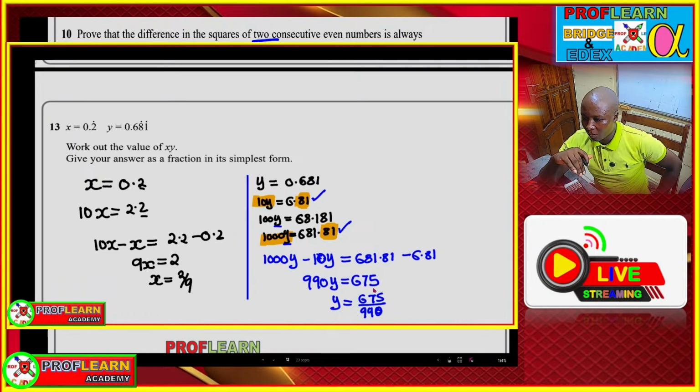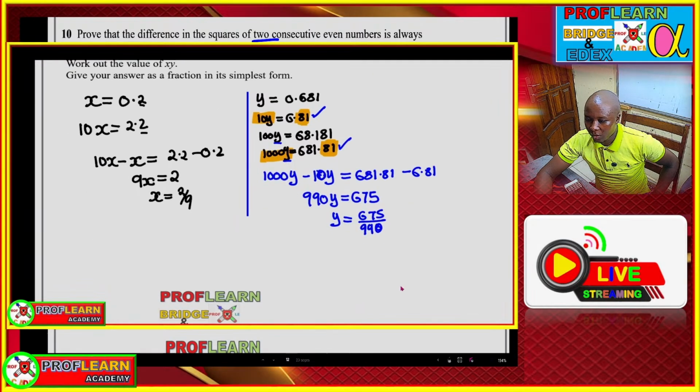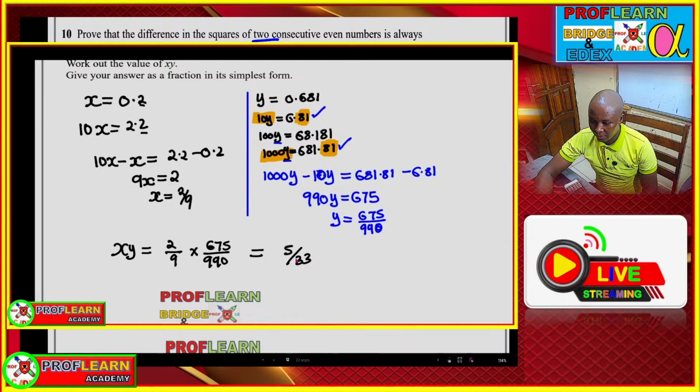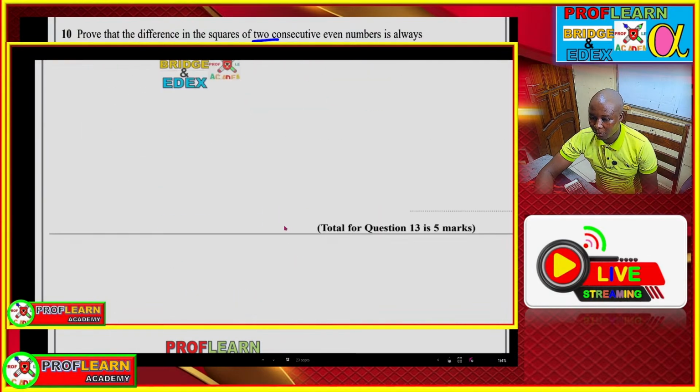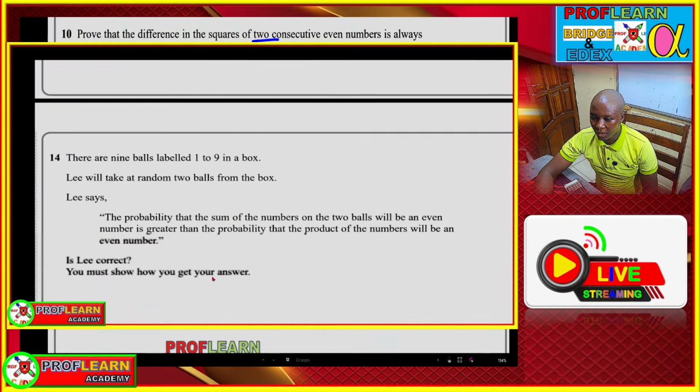So now with this, what are we going to do with it? Because we were told to find xy, we're going to multiply the two fractions, and if you multiply that and simplify, your answer is going to be 5 over 33. So basically that's what you are supposed to do in that particular case.